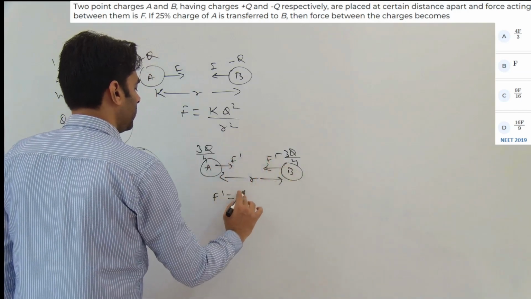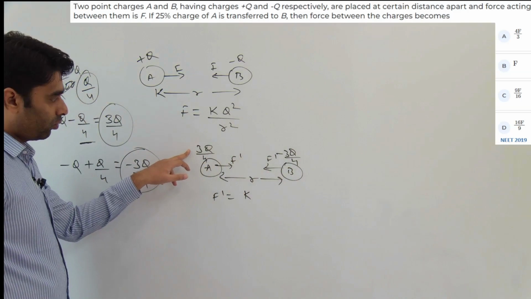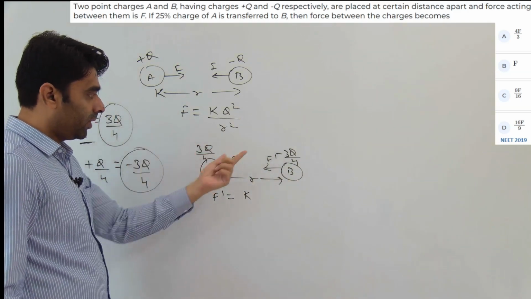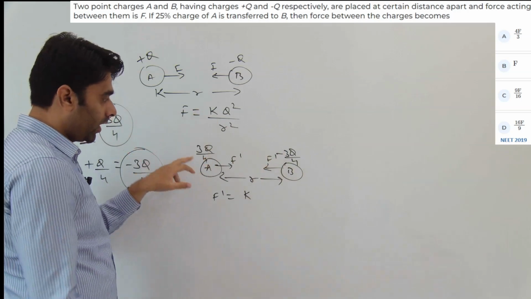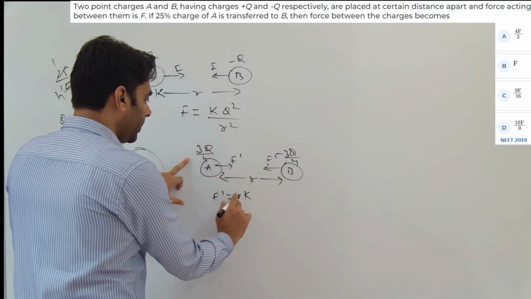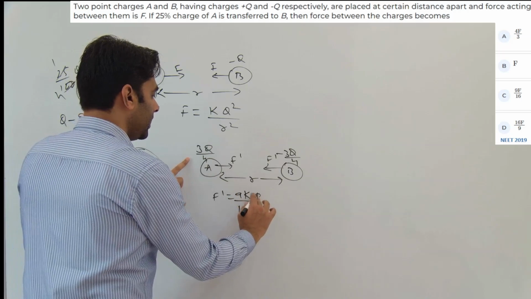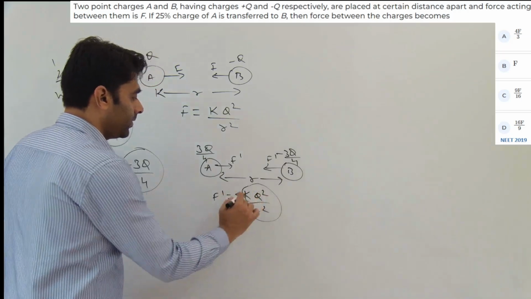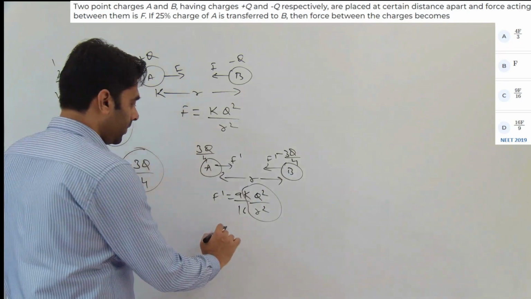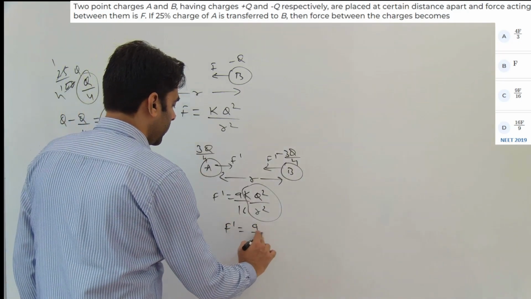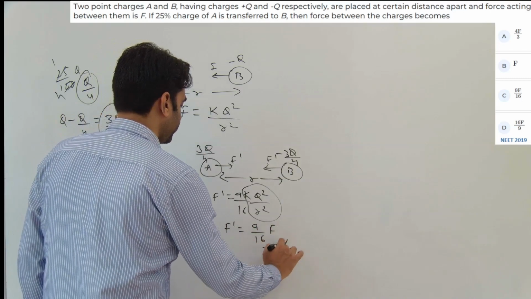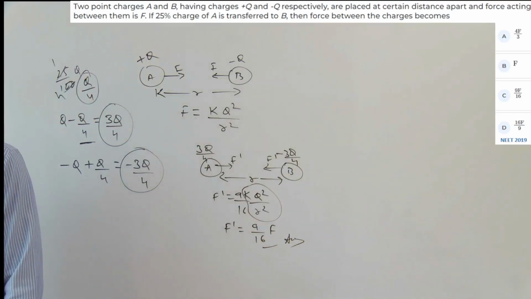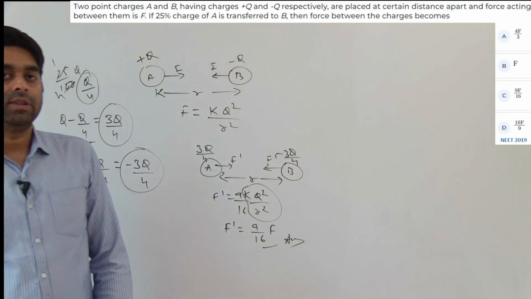So F dash will be kQ square. If we square this, magnitude wise both are the same, 3Q by 4, 3Q by 4. So kQ square will come out to be 9 by 16 Q square by R square. Very clearly you can see kQ square by R square is F. So we can write F dash is equal to 9 by 16 F. This will be our answer. Which option do we have? Option C is our correct answer.